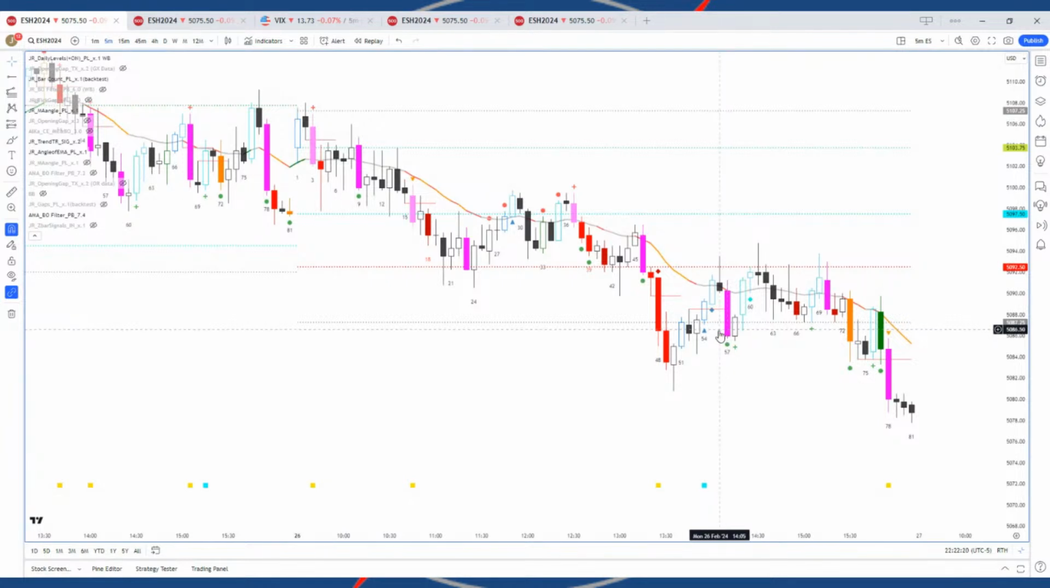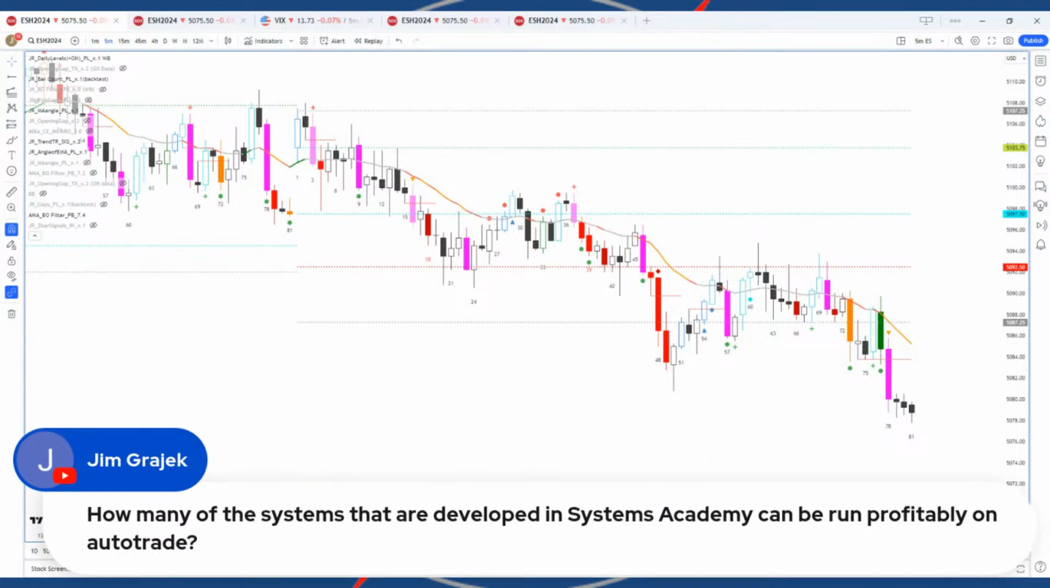Jim says, how many systems that are developed in Systems Academy can be run profitably on AutoTrade? Most systems can't be run profitably on AutoTrade, so that's not unique to Systems Academy.